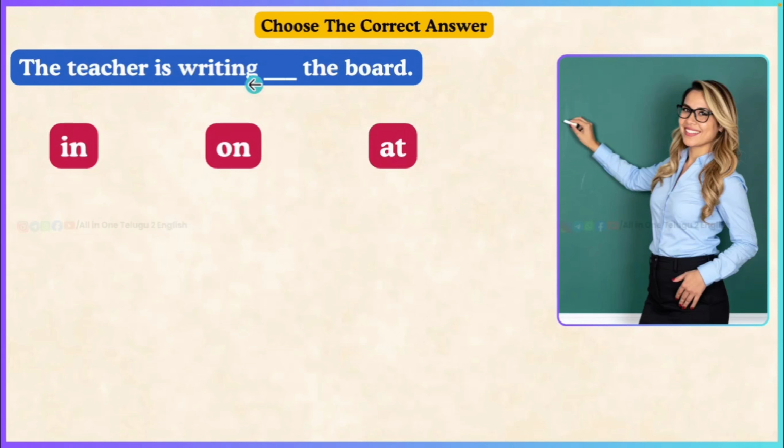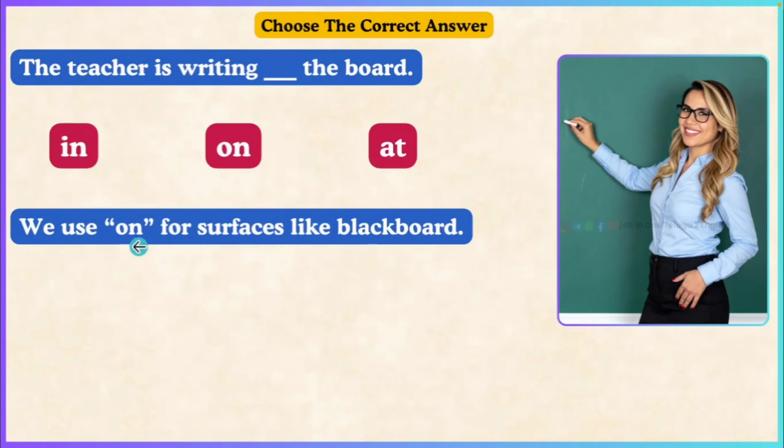The teacher is writing in the board. The teacher is writing on the board. The teacher is writing at the board. We use on for surfaces like blackboard. The teacher is writing on the board.